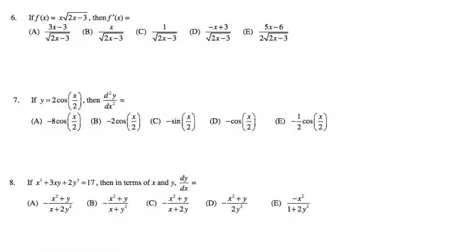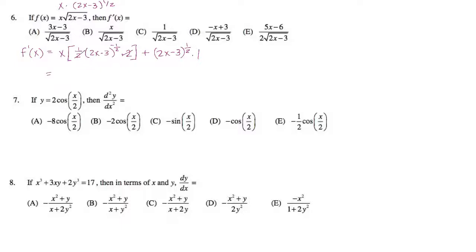Number 6 looks like we're going to have the product rule, and we do need to rewrite this to be x times 2x minus 3 to the 1/2. And so when we do our derivative, f prime at x equals, we're going to have first times the derivative of the second, so 1/2 times 2x minus 3 to the negative 1/2 times the derivative of the inside, and then plus our second, 2x minus 3 to the 1/2, times the derivative of the first, which is 1. And so now we have a place where we need to try to simplify and get as close as we can to an answer choice.